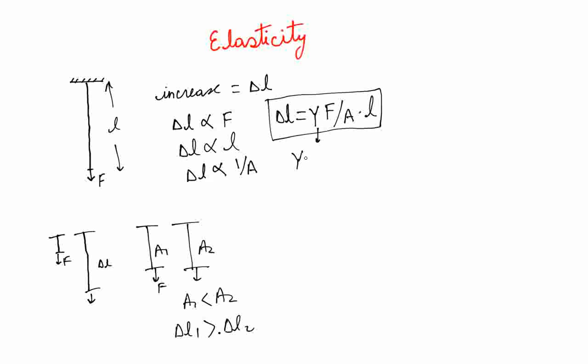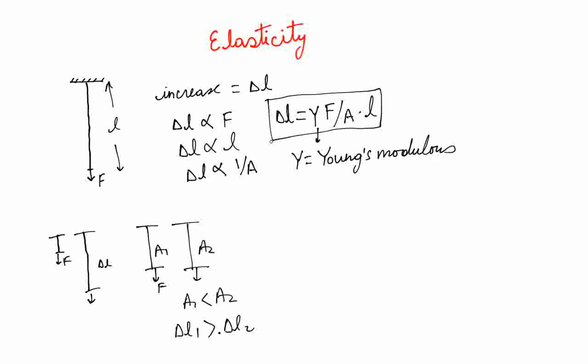This Y is called the Young's modulus. The Young's modulus just depends on the type of material which is being used in the wire. Is it iron or steel or copper? So Y depends only on the metal or whatever substance is being used, and this is the governing formula.